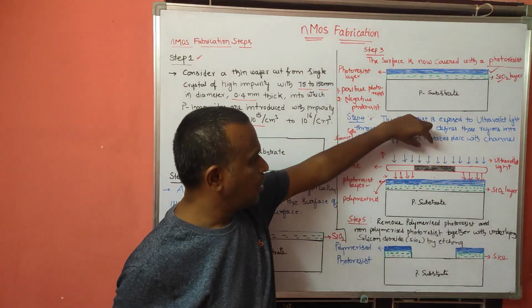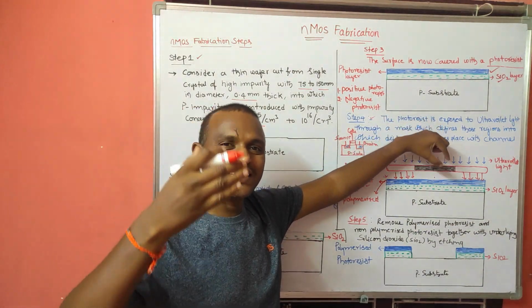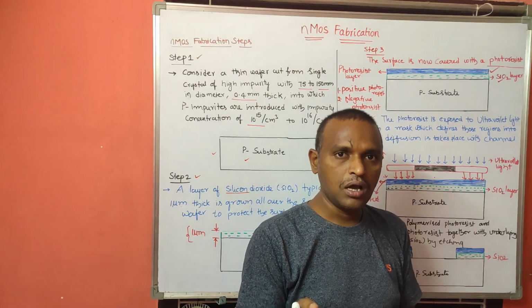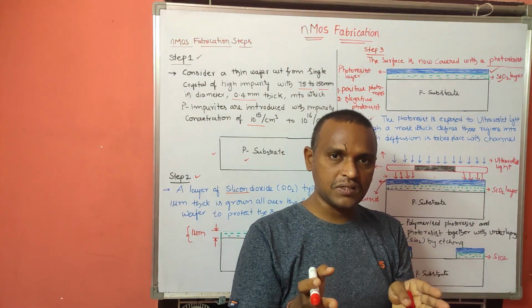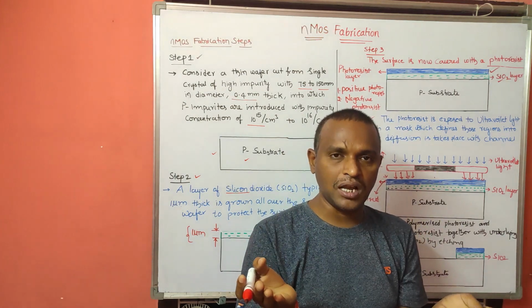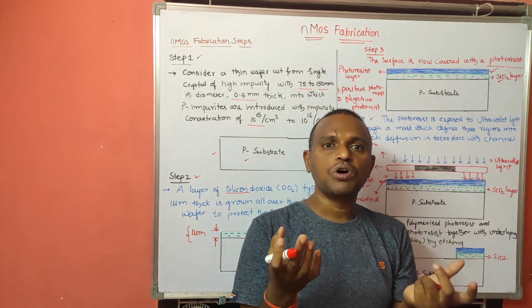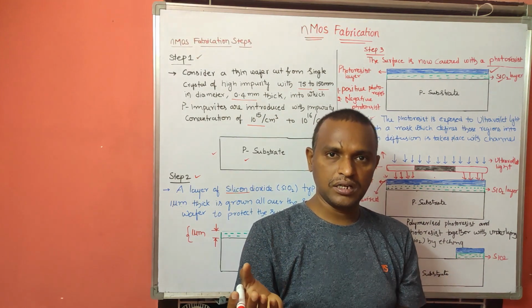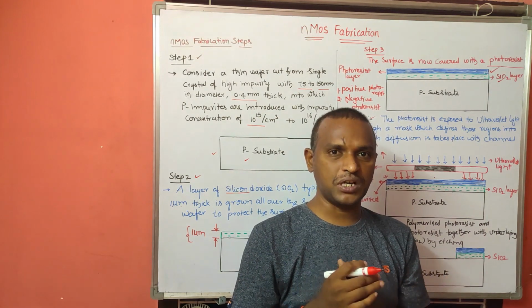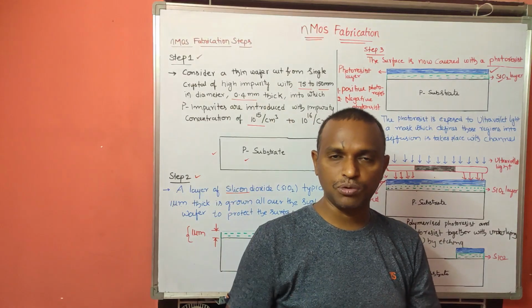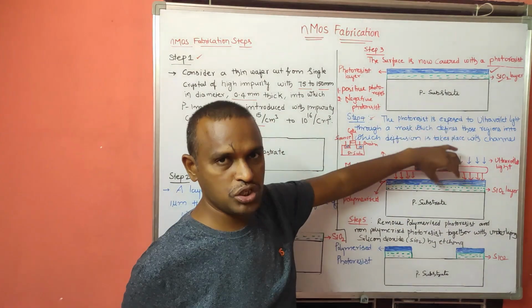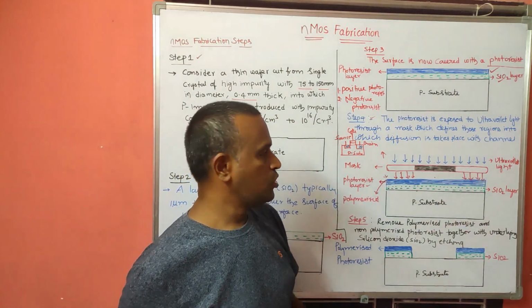Wherever the light cannot fall on the photoresist, there is no change. The material will be as it is, and that photoresist material is soluble in a solvent, the photoresist developer, so that we can easily remove it. So that is the point we have here. There is no change.